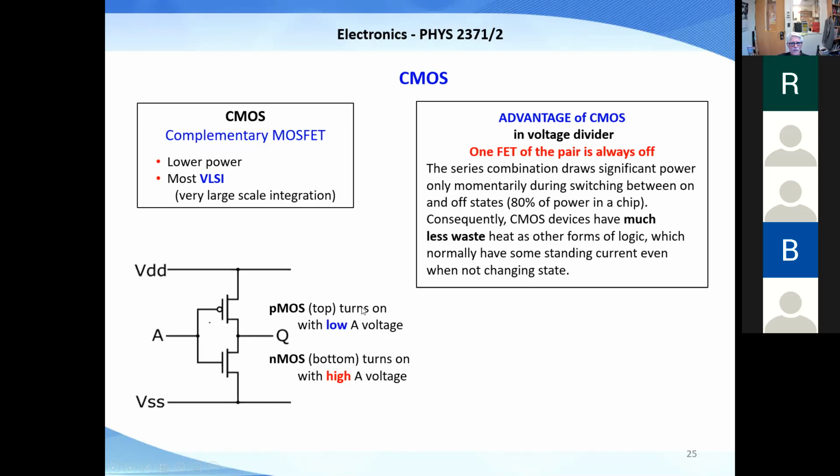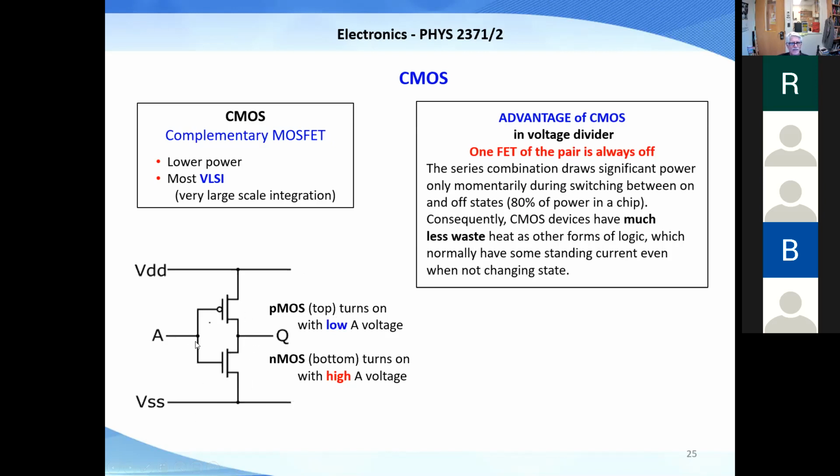So you have much lower waste heat in CMOS. Because normally, if one of these was a resistor, you'd have some standing current whether it was on or off, depending which is on. You'd have some resistor here always having current flowing in it, which you don't want.